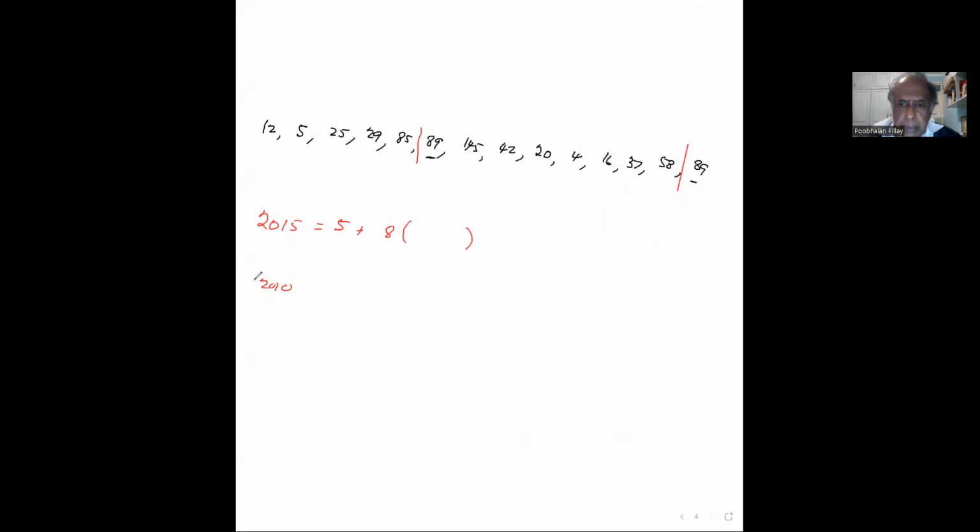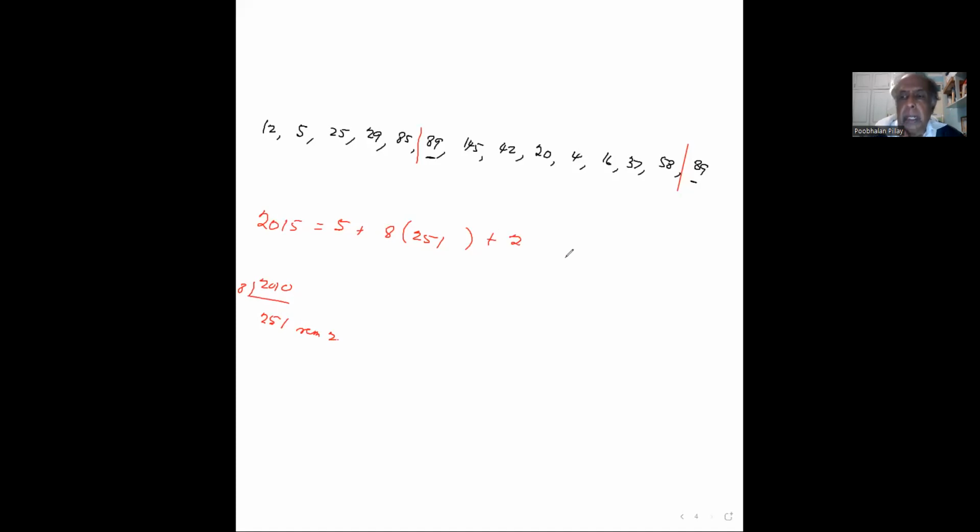How many 8s are there? Yeah. So you divide this by 8 and you get 251 8s, and there's a remainder 2 here. So you got 251 blocks of 8. That gives you 2008 plus 5, which is 2013, and you still have 2 more.